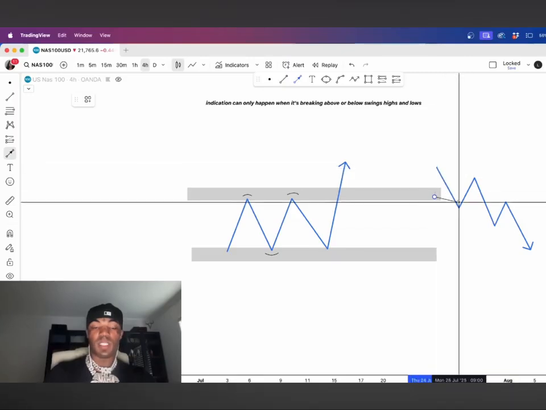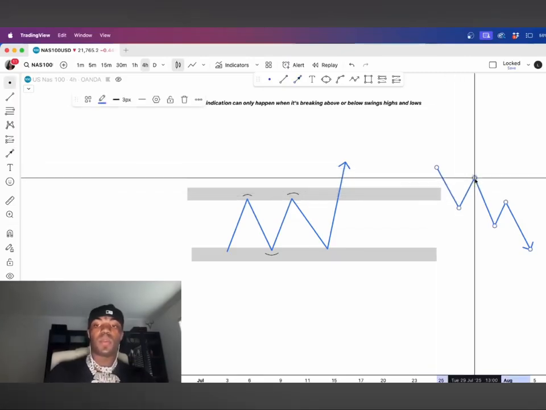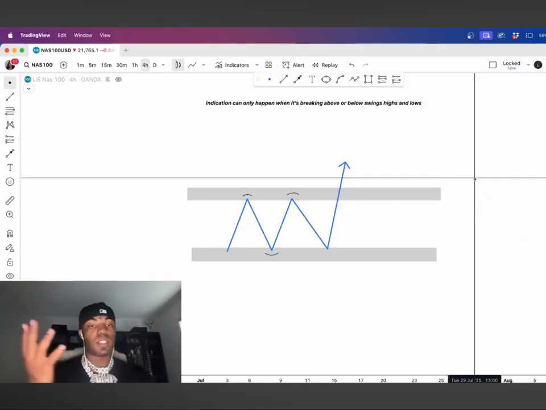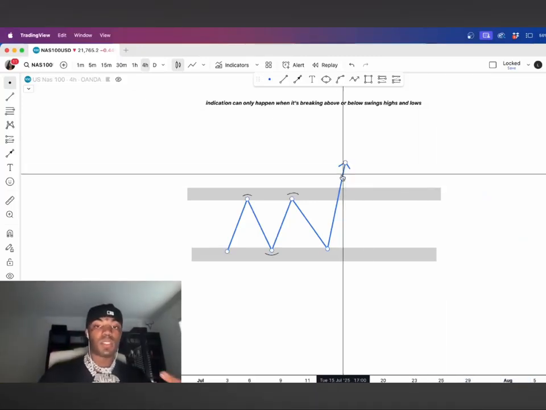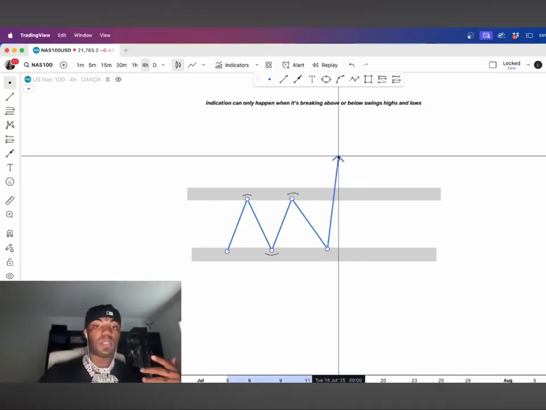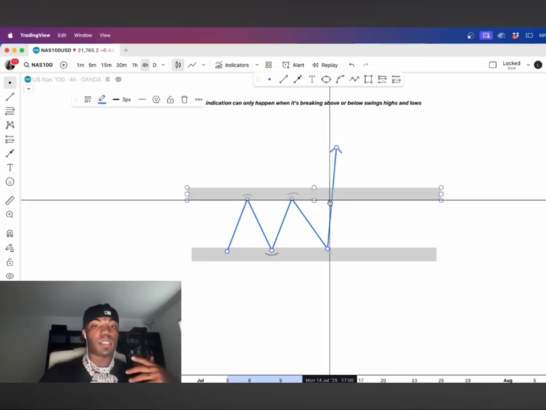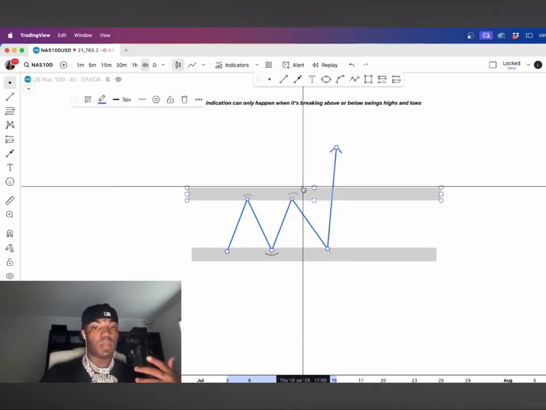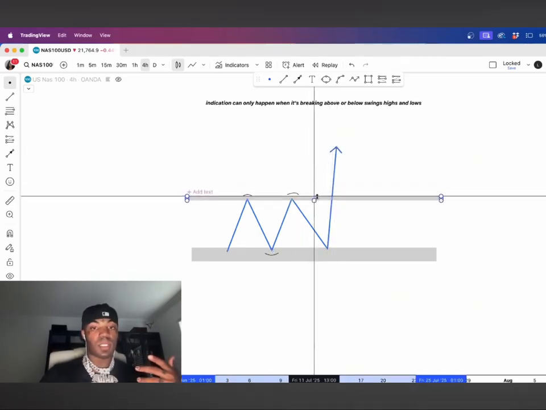Without this indication, you won't be able to know when to get into the market because it will just never happen, right? So with this indication, it overall shows you like, okay, price is going to move above this level. So we're going to put this down right here.